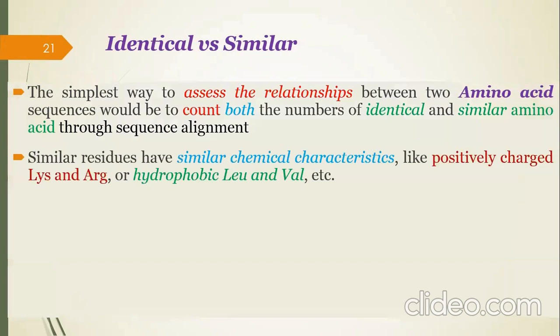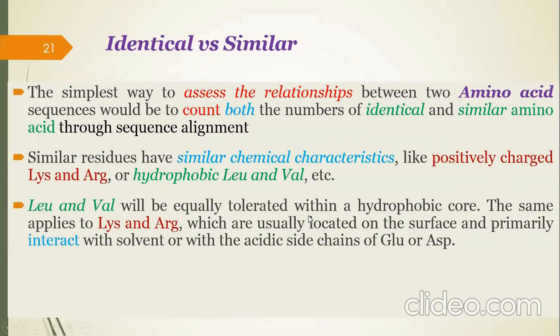It means that similar residues have similar chemical characteristics, like positively charged lysine and arginine, or hydrophobic residues like leucine and valine. So if two sequences have an amino acid substituted with an amino acid that has the same properties, like lysine substituted with arginine, both positively charged, we will call them similar amino acids. But if a positively charged residue is exchanged, mutated or substituted with a hydrophobic residue, that will be called dissimilar, it will not be similar. So if an amino acid with similar properties changes to another amino acid with the same properties, we call them similar amino acids. Leucine and valine will be equally tolerated in a hydrophobic core.